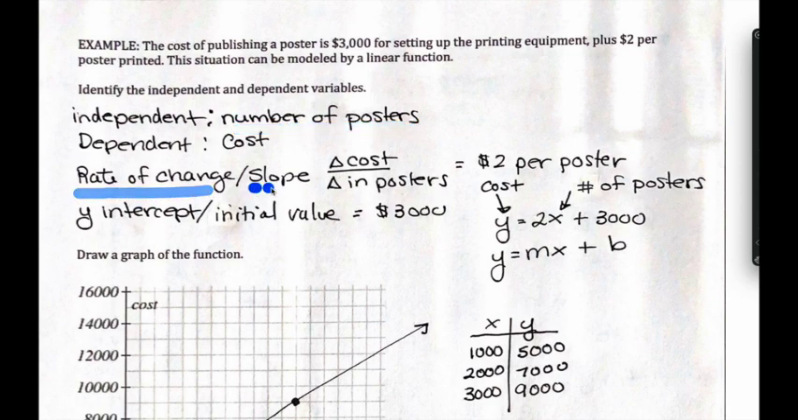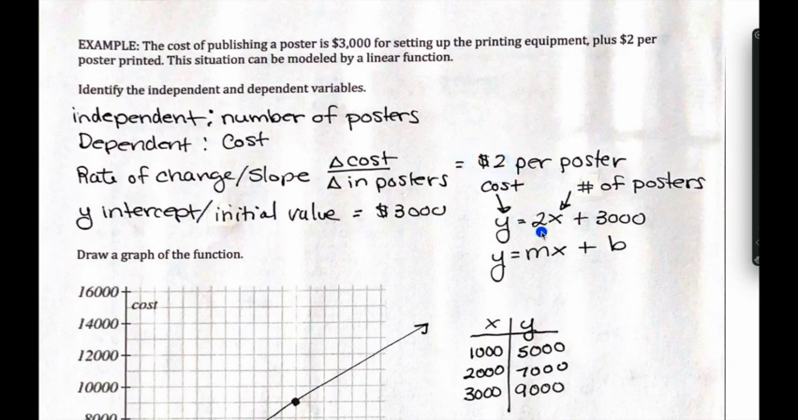which means the rate of change, or the slope, is going to be the change in the cost, because that's my dependent, over the change in the number of posters, which is my independent. So it's the change in cost over the change in posters. That's given to us in the problem. It says it's $2 for each poster. So this is how these two quantities are related. So this is going to be the slope. So that's what's going to go in front of my x.